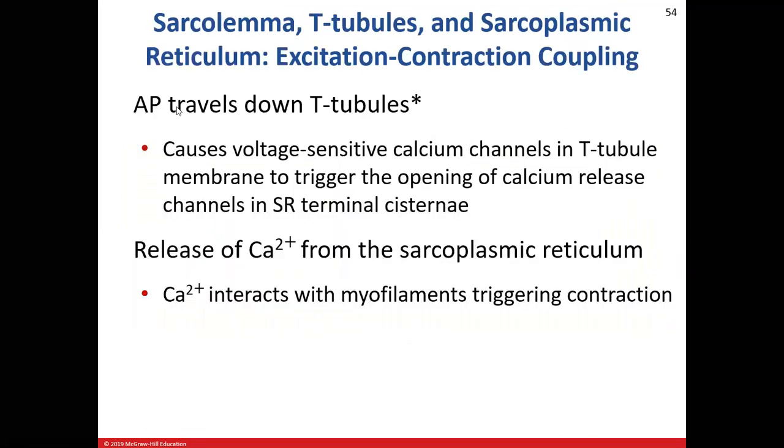Now, as we start to transition down the sarcolemma, we look at the T-tubules and the sarcoplasmic reticulum. This is the next phase of the excitation-contraction coupling process.